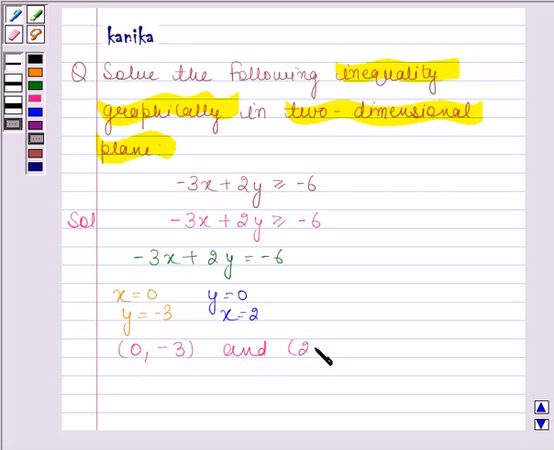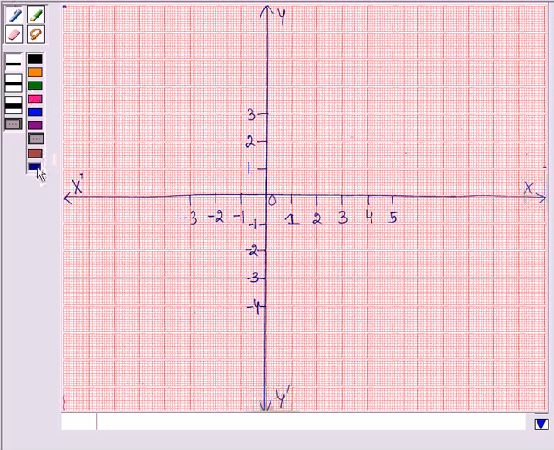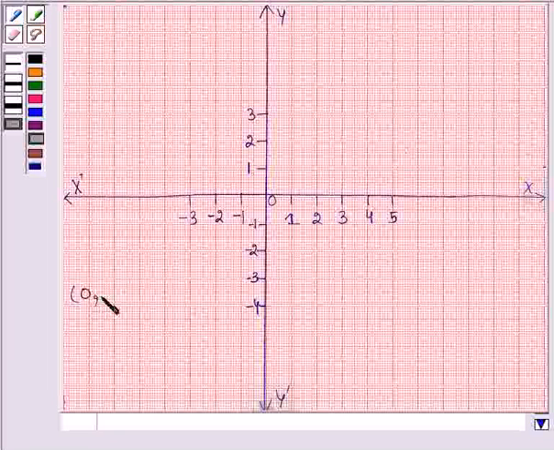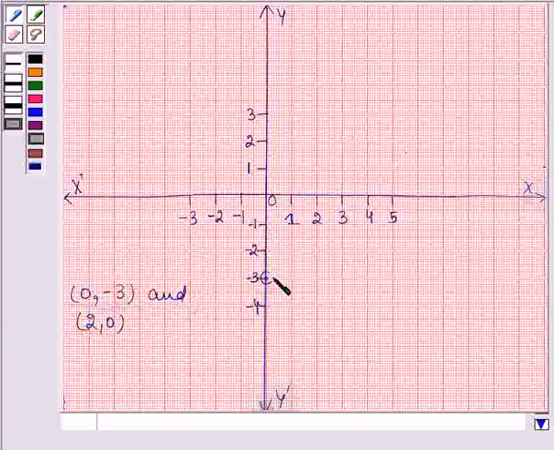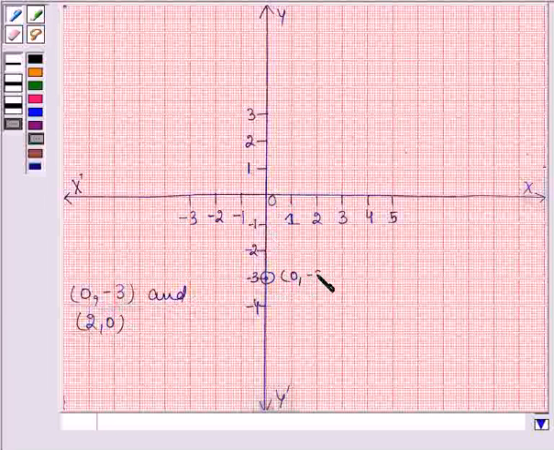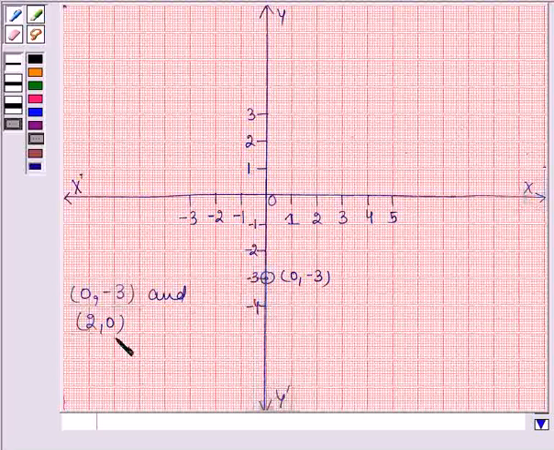Now we will plot these two points on the graph. So let's make a graph now. The two points which we have to plot are (0, -3) and (2, 0). Now the first point is (0, -3). This means when abscissa is 0, then ordinate is -3. So this is the required point, (0, -3). And the second point is (2, 0). This means when ordinate is 0, then abscissa is 2. So this is the required point, (2, 0).